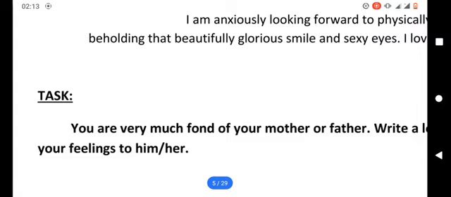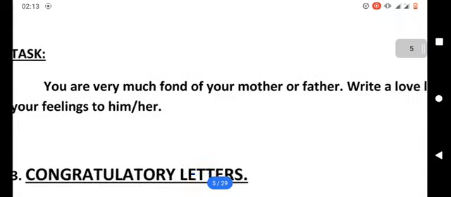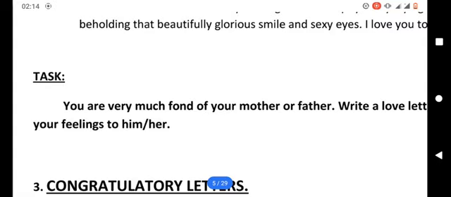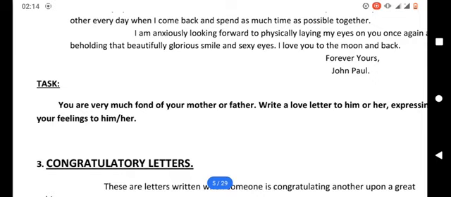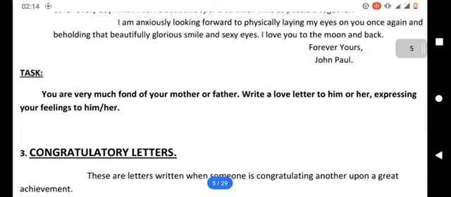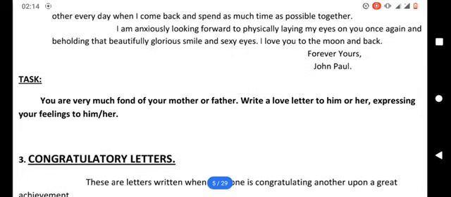In that case, expressing love is not only to our partners, but it can be even to our relatives like mother, father, sister, brother, cousin. We can express love in so many ways. So in that case, for the task to write a love letter in an informal format, I'm giving you this task. You are very much fond of your mother or father. Write a love letter to him or her, expressing your feelings to him or her.